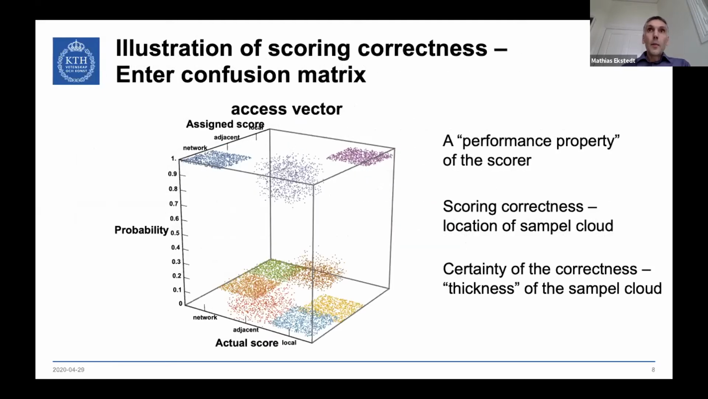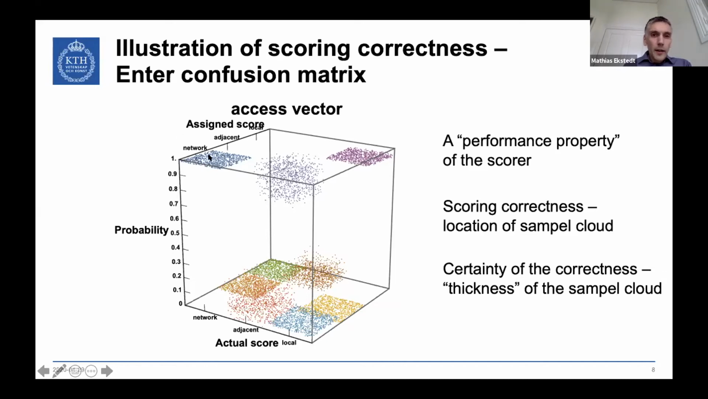The way we then measure how well the scorers perform is by looking at confusion matrices, or confusion cubes, we perhaps want to call them in this case. It's a neat picture, but if I explain it to you, it's quite illustrative in how it works. If the actual score is, say, network here, then there's a certain probability that the scorer also scores it as network for the access vector, one of the base metrics. In this case, we have a very good scorer. Essentially, it's a perfect scorer. For all vulnerabilities that are actually network, they also score it as network. They don't score it as adjacent, the orange field here, or local, the green field here.